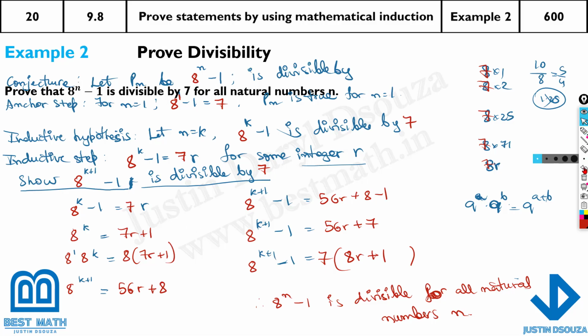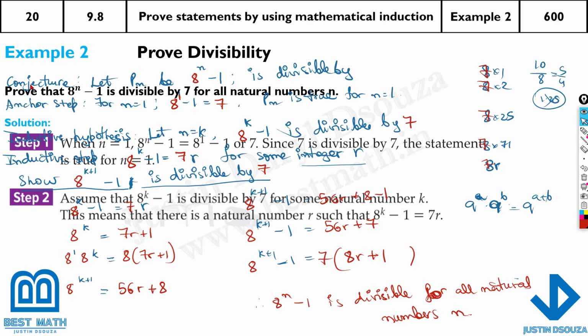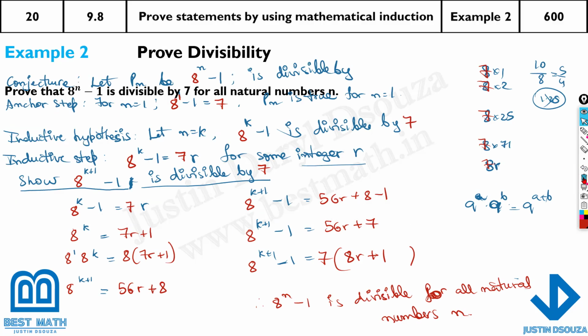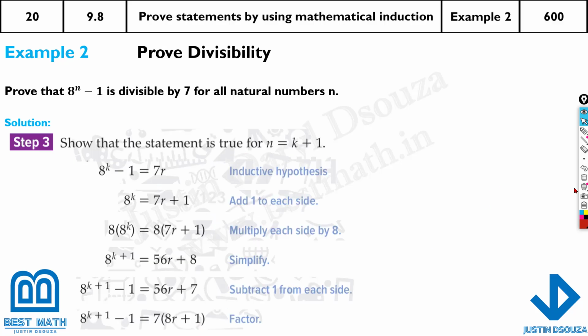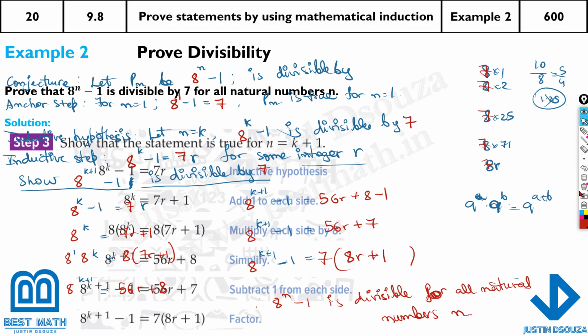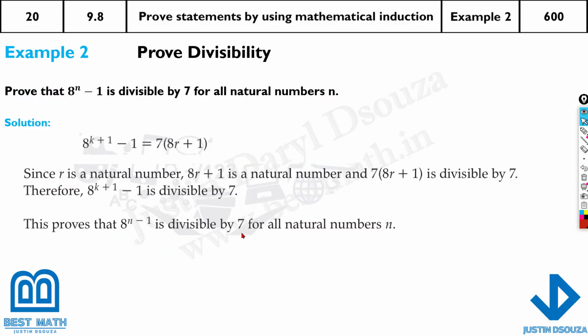So you can see here, let me just remove it all, and this is what was done. We have done it giving names of the steps. It's better to write conjecture, anchor step. They are really helpful. And then this was the solving, and yes, we got 7 times (8r plus 1). And once that is done, you're just telling, yes, that is proven.